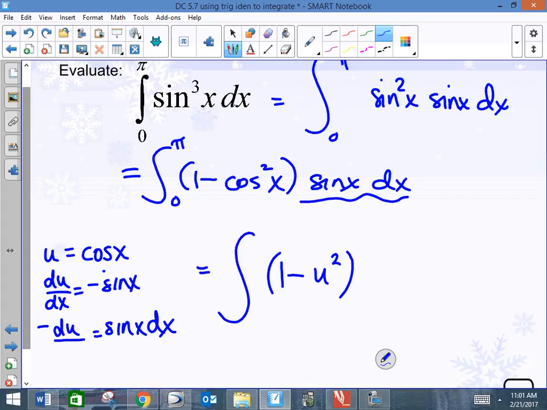Do you have anything else? Negative outside. Anything else? Our limits, what are they? So they're u of 0 and u of pi. We have to change those. Okay. And we all forgot to change them.